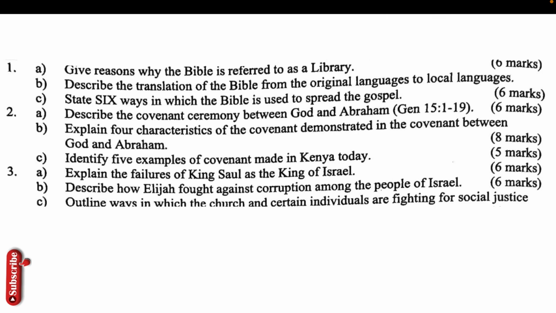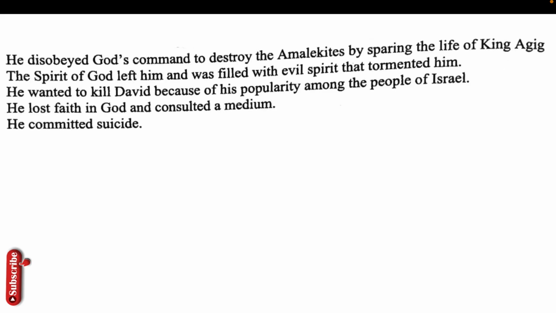Question 3a. Explain the failures of King Saul as the king of Israel. He became impatient and offered sacrifices to God at Gilgal instead of waiting for Prophet Samuel. He disobeyed God's command to destroy the Amalekites by sparing the life of King Agag. The Spirit of God left him and he was filled with an evil spirit that tormented him. He wanted to kill David because of his popularity among the people of Israel. He lost faith in God and consulted a medium.